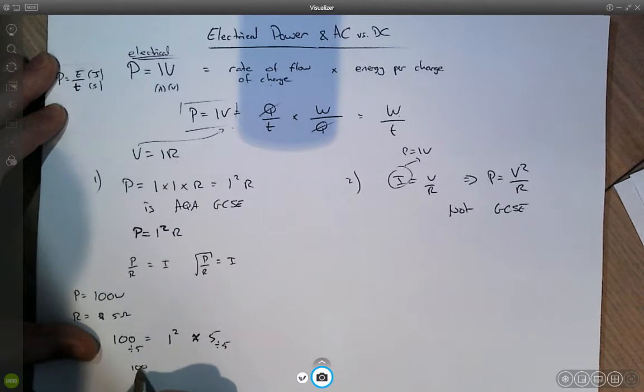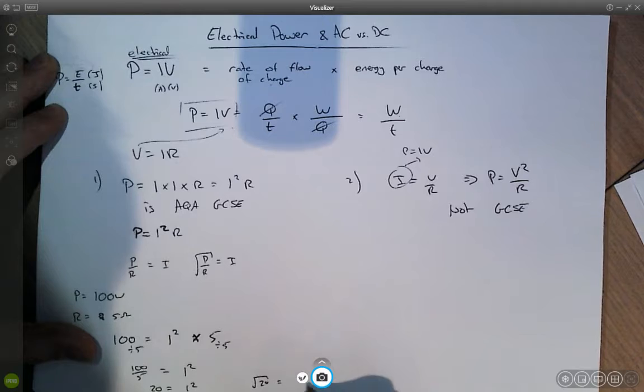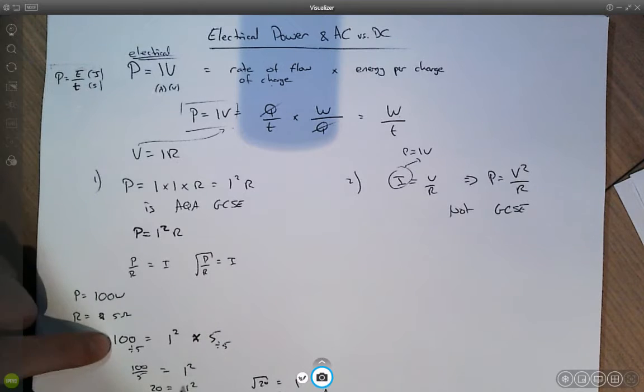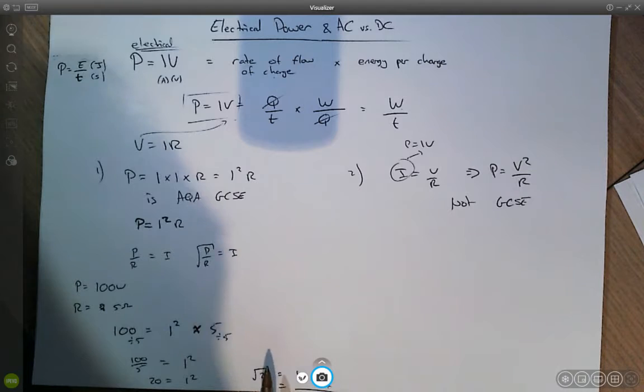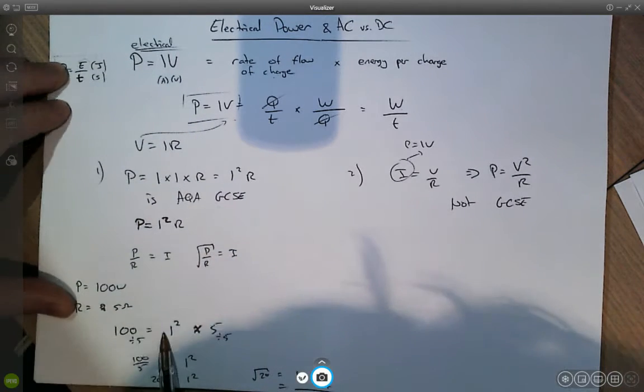So 100 over 5 is I squared. So 20 is I squared. And then the square root of 20 equals I. And then they can plug that in their calculator and get the answer. And actually putting in the numbers like this is a lot more simple for students, especially when you've got this kind of more complicated way of rearranging it.